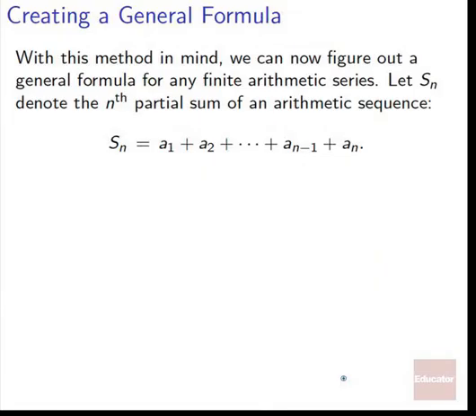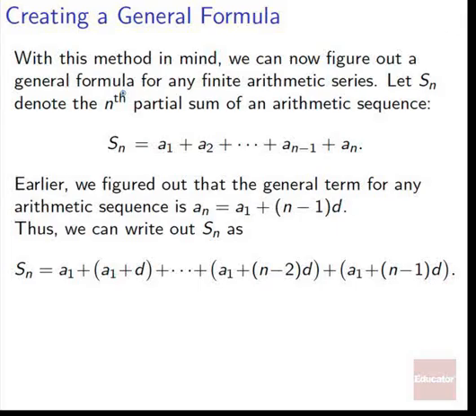So we've got this method in mind of being able to string all the things in our arithmetic sequence together and then flip it and add them together and see what happens. So we can now figure out a general formula for any finite arithmetic series. Let Sn denote the nth partial sum, that is the first n terms of some arithmetic sequence added together. So Sn equals a1 plus a2 plus a3 plus ... plus an minus 1, up until finally an is our end because we have the nth partial sum.